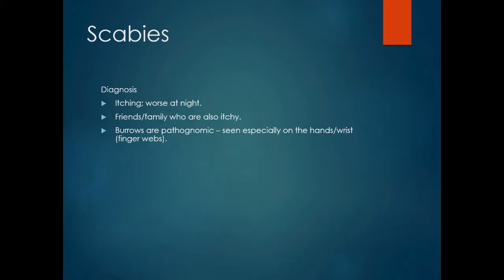So the diagnosis is mainly clinical. The itch tends to be worse at night. Friends and family may also have a similar rash and also are itchy. The burrows are pathognomonic. So if you see these burrows, these red lines on the hands and wrists or finger webs, it's a fairly likely diagnosis of scabies. And the itchy red papules over the body are actually a secondary allergic reaction to the mite antigen, such as what the mites shed or faeces or excrement.